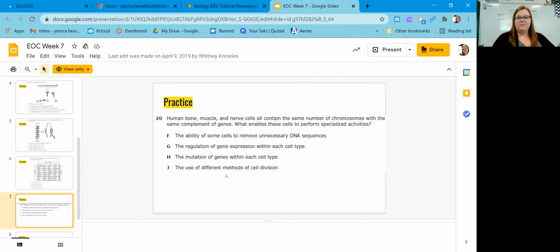Mitosis makes all of your somatic cells, anything except a sperm or an egg. So that's not what makes our blood cells different from our brain cells, different from our skin cells. So that is G, the regulation of gene expression in each cell type.